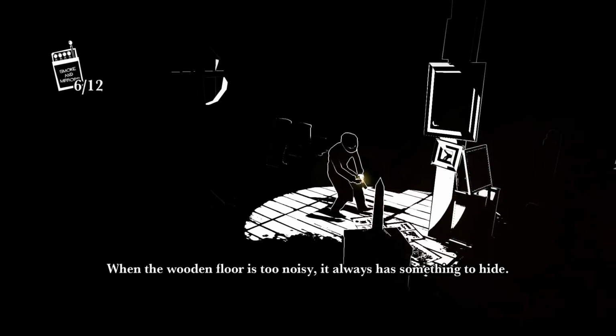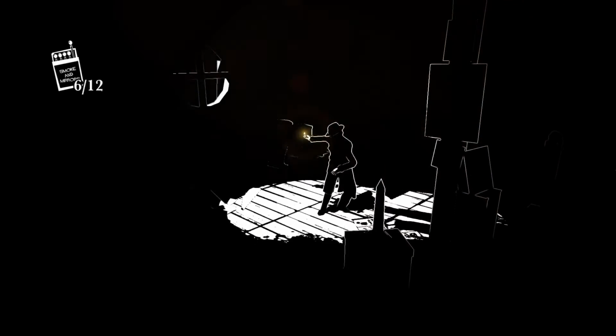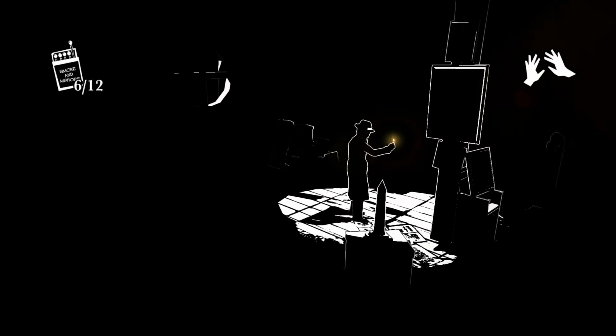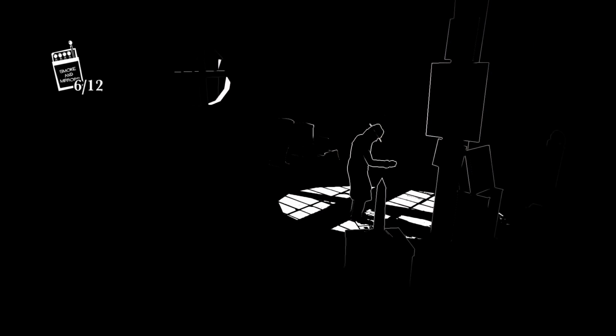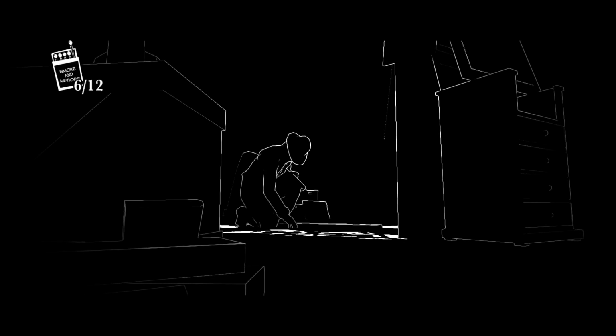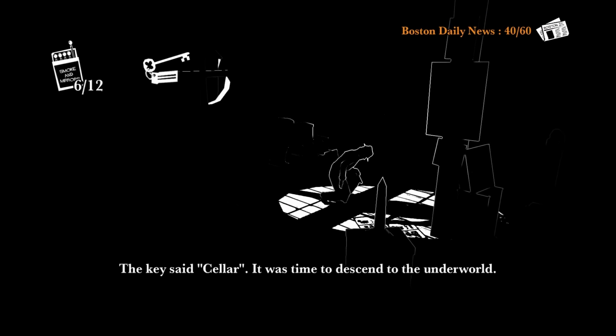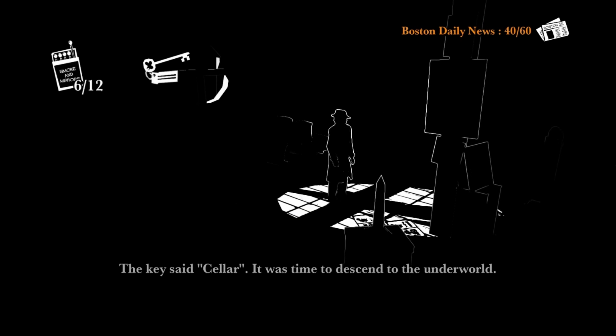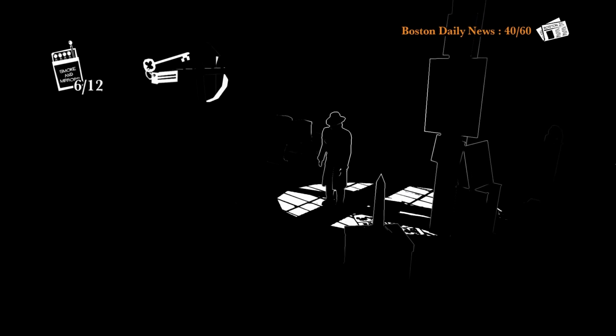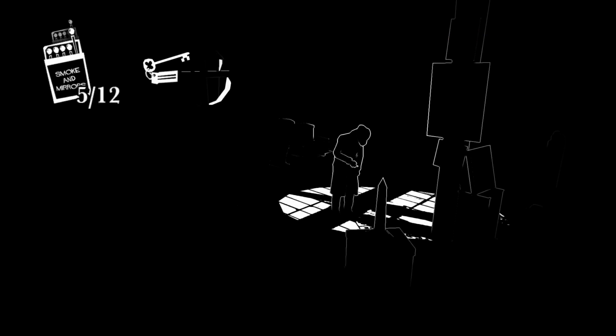When the wooden floor is too noisy, it always has something to hide. Ooh! Ooh! Let's snap that out. Yes? Ow! Ow! Ow! Now we can go do the thing! Sweet, we don't have to be in here anymore, but is there anything else? I hope not.